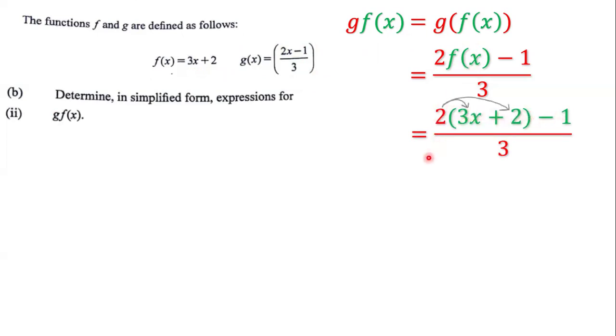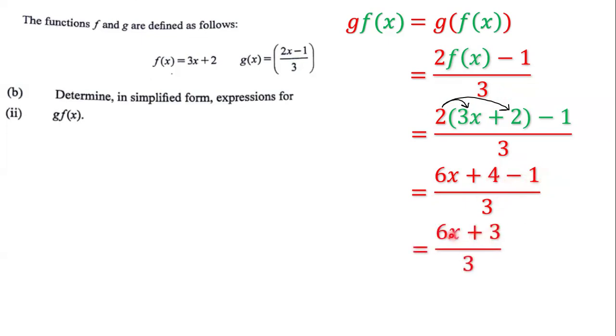And so what we do, we multiply. We multiply 2 by 3x, and we multiply 2 by 2. Now, 2 times 3x is 6x, and 2 times 2 is 4. And we subtract 1, and put it all over 3. Now we have 4 minus 1, which is definitely 3. So we have 6x plus 3 all over 3.